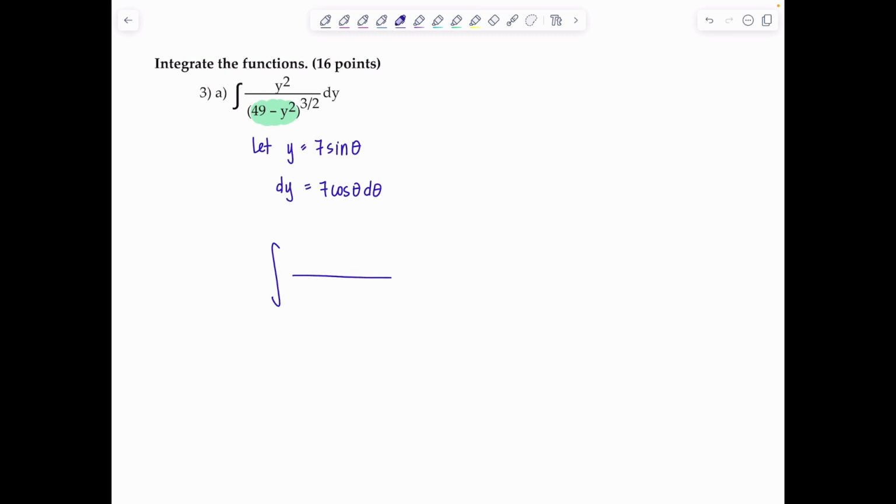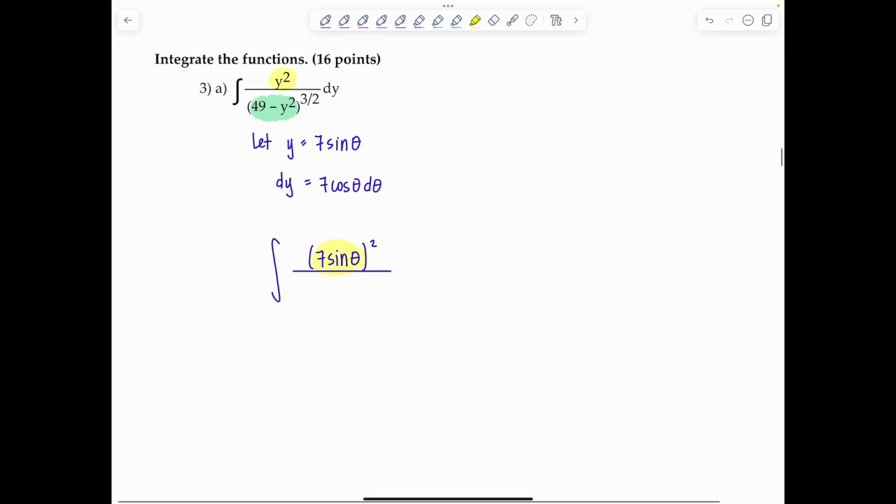So that y squared in the numerator is now going to be 7 sine theta squared. This guy, 7 sine theta squared. dy, I'm going to replace with 7 cosine theta d theta. Okay, here it is, minding its business. And then in the denominator, we've got that 49 minus y squared. So that's 49 minus y squared is also 49 sine squared theta. And then this is all to the 3/2 power. This too came out ugly. Let's fix it. Okay, so now we just got to clean up.